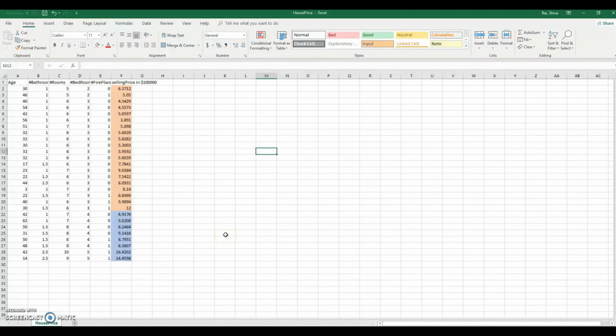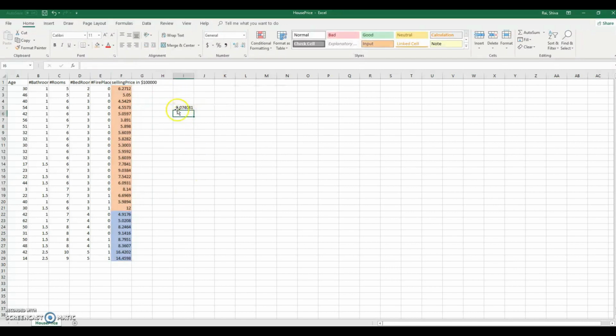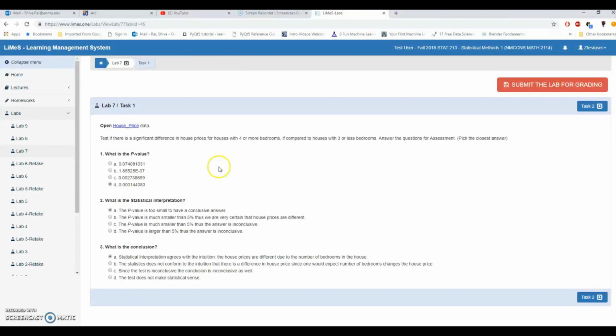Okay, that's fine. Now let's go for =T.TEST, the first array is F2 up to F21, comma, F22 up to F29. So that's it, comma 2, comma 3. That gives us the p-value. The p-value is 0.074081. So this is the p-value.